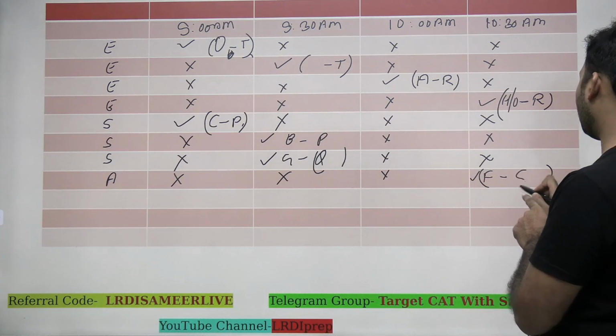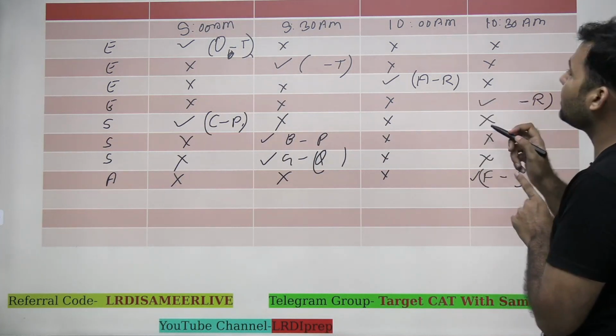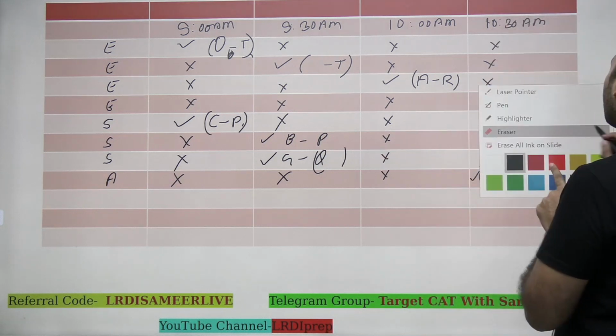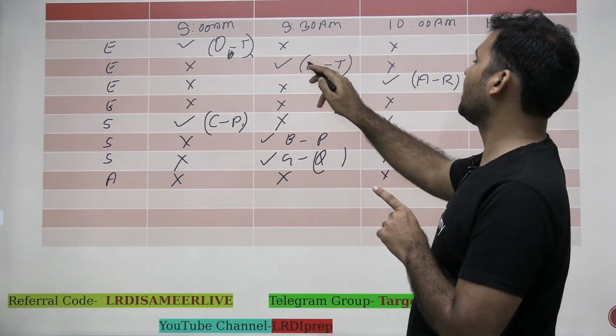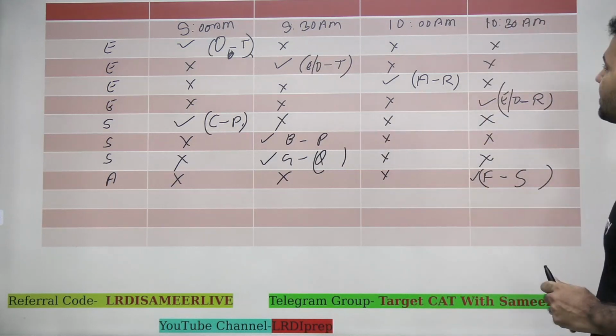And then I'm left with E and D, and nothing is given about E and D. So either E or D will be coming at these places. Either E will be coming here or D, and either E will be coming here or D. Now let's look at the statement of the question.